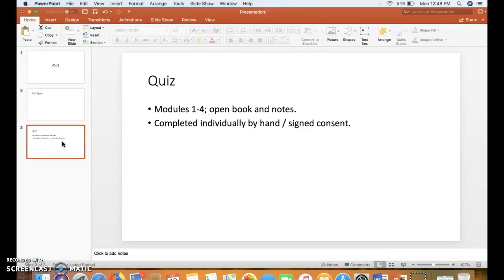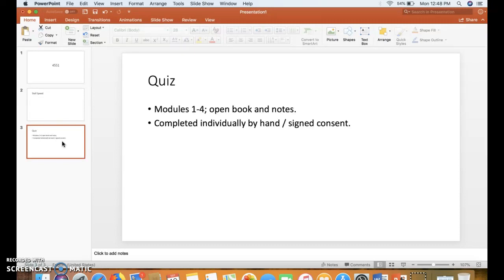You need to print that quiz out and complete it by hand, and then scan it and upload it to submit it into Canvas. There's also a signed consent on there that you completed the quiz by yourself on your own and without any help from any other students or faculty.